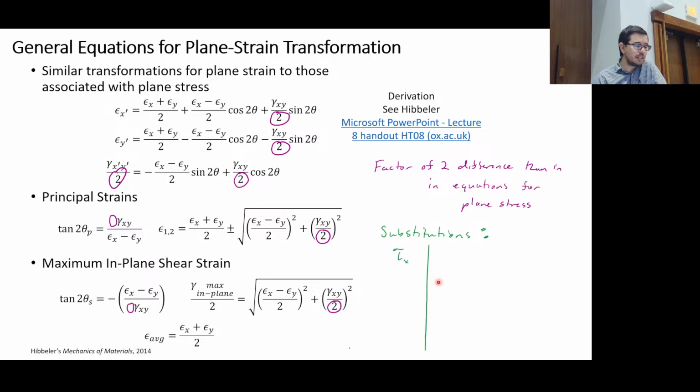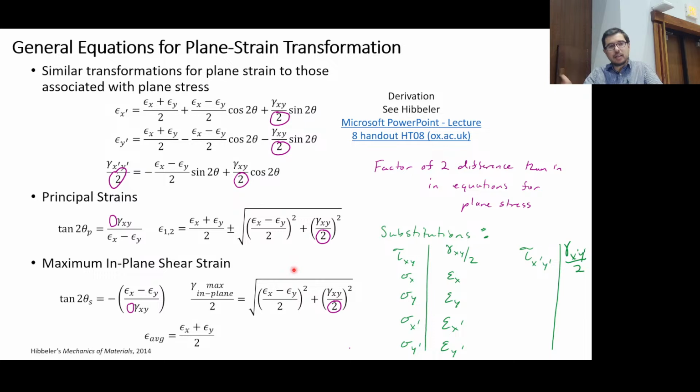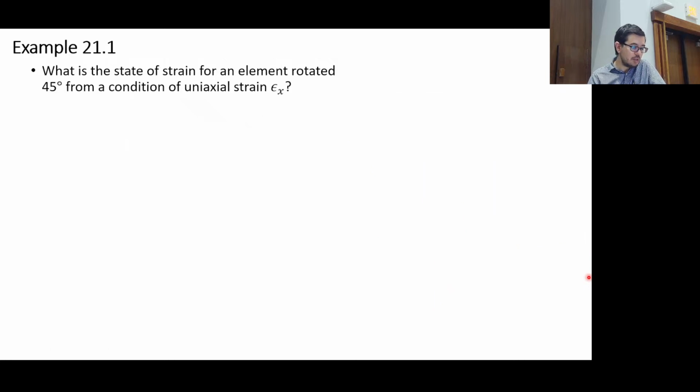And if we look at the substitutions, what we see is that tau xy converts over to, or the equivalent, I guess you could say, is gamma xy over 2. Sigma x, its analogous friend is epsilon x. Sigma y, analogous friend is epsilon y. Sigma x prime, epsilon x prime. Sigma y prime, epsilon y prime. And tau x prime y prime, gamma x prime y prime over 2. Okay? No biggies here.